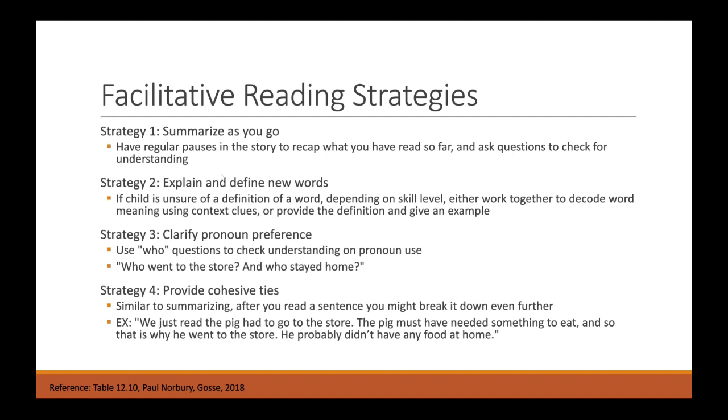Strategy number 2, explain and define new words. So if a child is unsure of what a word means in the story, of course, depending on their skill level, you can either help them decode what the word means using context clues of the story and what's happening, or you can just give them a definition and give examples that make sense in the context of the book. And then, of course, reread the sentence with that newly defined word so that it solidifies.